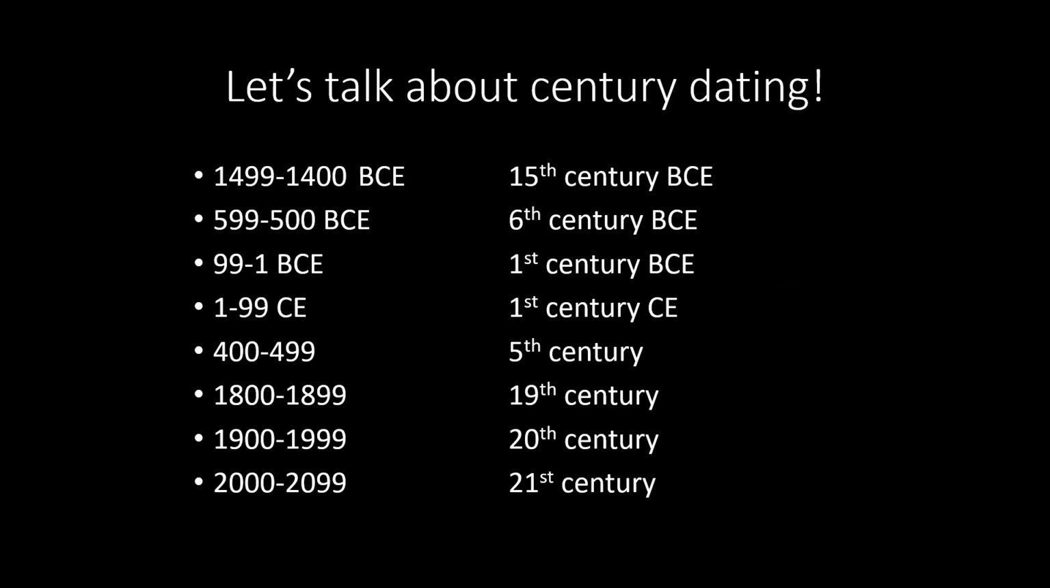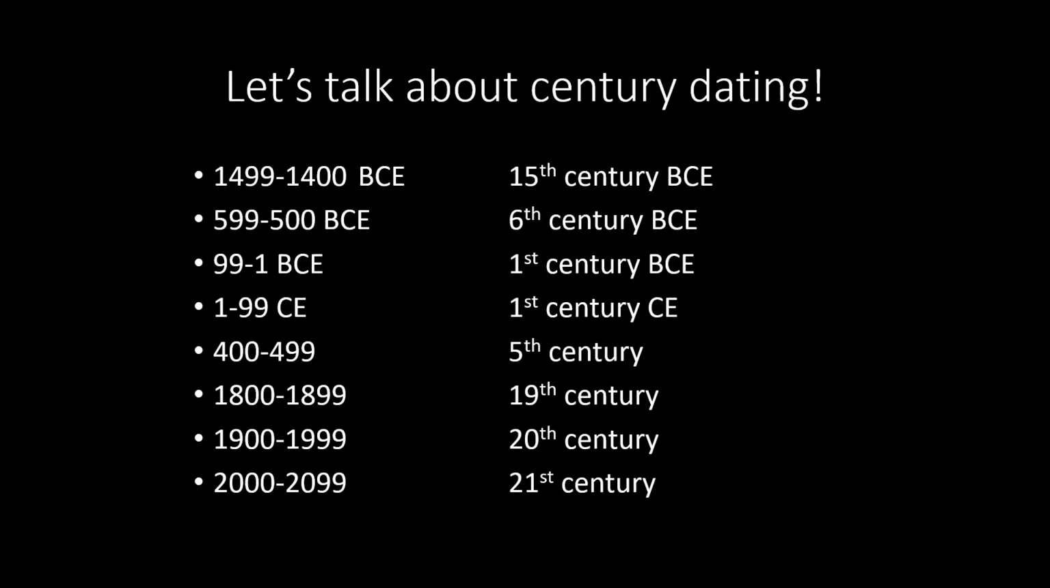They might take a look at a work of art and it says, oh, this was made in the 19th century, and they think that means the 1900s. But that's not the case. The 19th century is actually the 1800s. So here's a little flow chart to give you an idea of how century dating works.